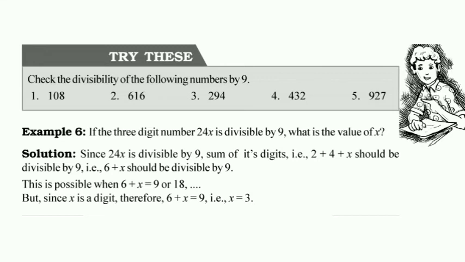Here in the sixth problem, they have given: if the 3-digit number 24x is divisible by 9, what is the value of x? So if you add the digits of that number, 2 plus 4 plus x, you get 6 plus x. It means to get a number divisible by 9, how much do you have to add? You have to add x equal to 3. Then you will get 9, which is divisible by 9. That's why x equal to 3.